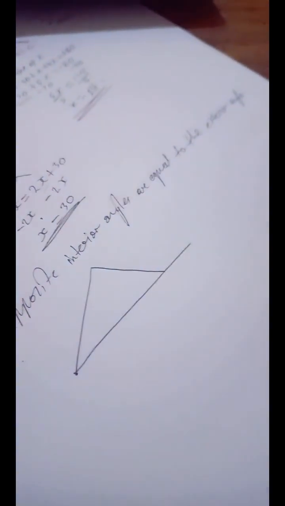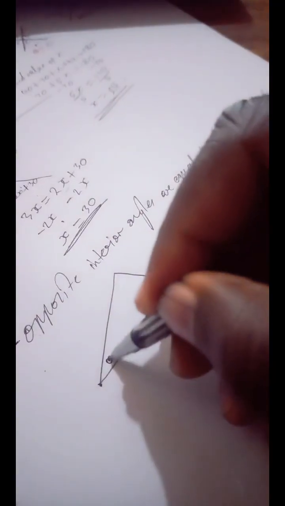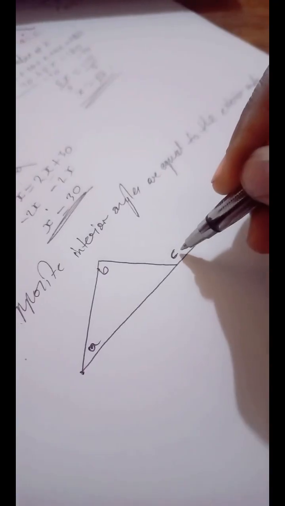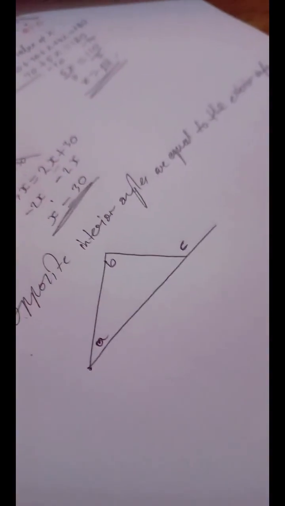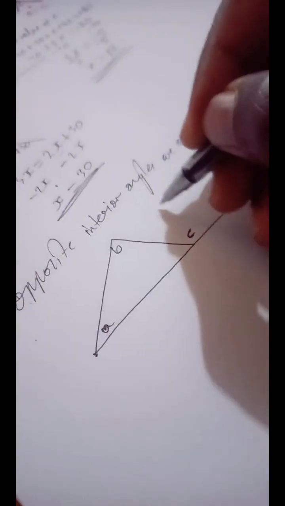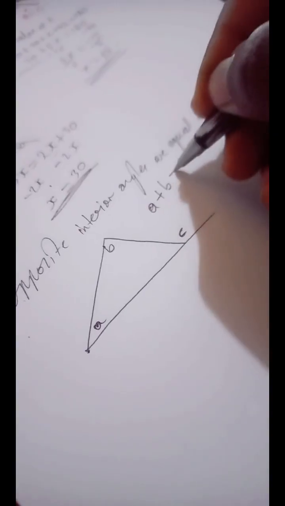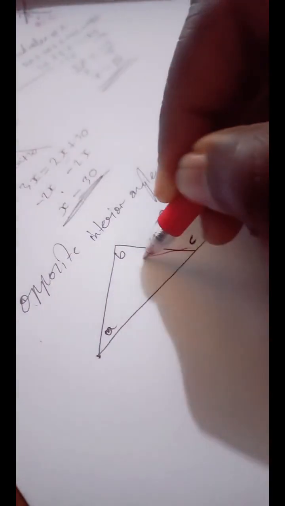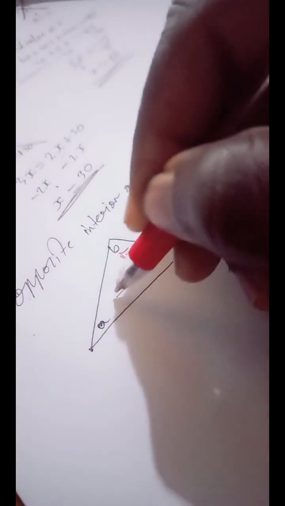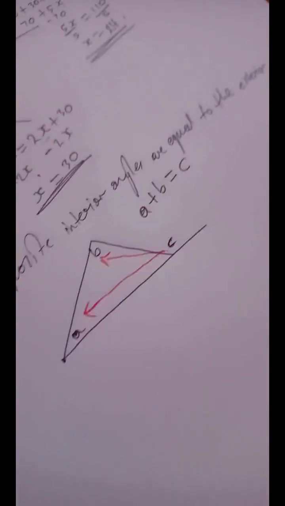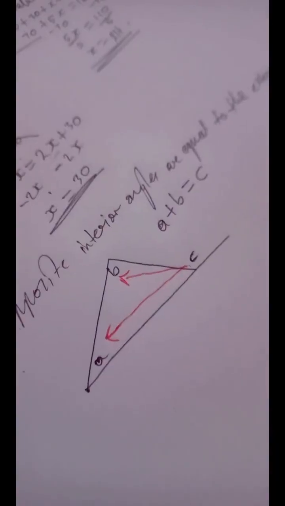What are we saying? You are given a triangle like this, and you have A, B, and C is not the interior angle, it is the exterior angle, this one. So what does this mean? What is the relationship between these three angles? We are saying A plus B is equal to C, the exterior angle. So these two angles are opposite to B and A, like this.